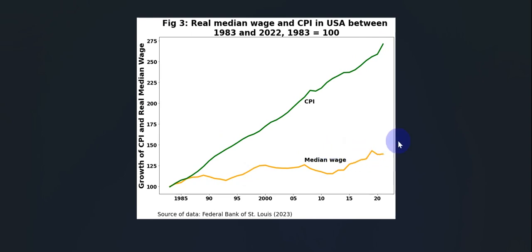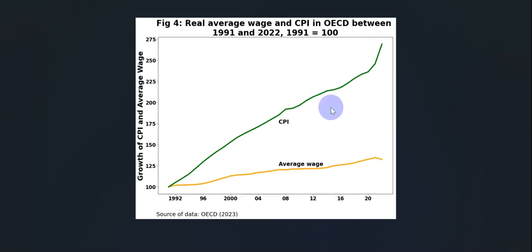The same relationship also holds when we examine the growth of CPI and real average wages in the OECD. While average wages increased by 32% between 1991 and 2021, CPI shot up by 169%. These two examples clearly indicate that while cost of living has increased enormously across the globe, median wages have not.